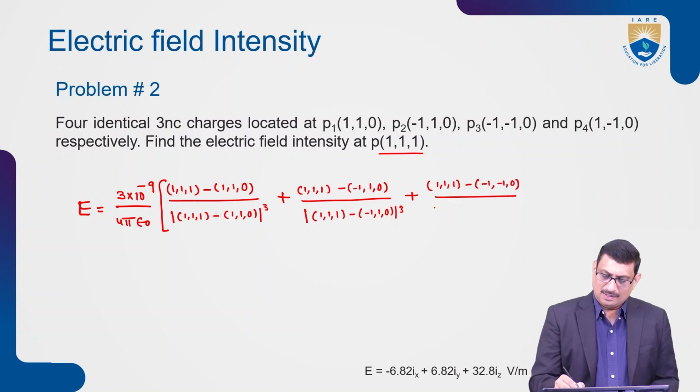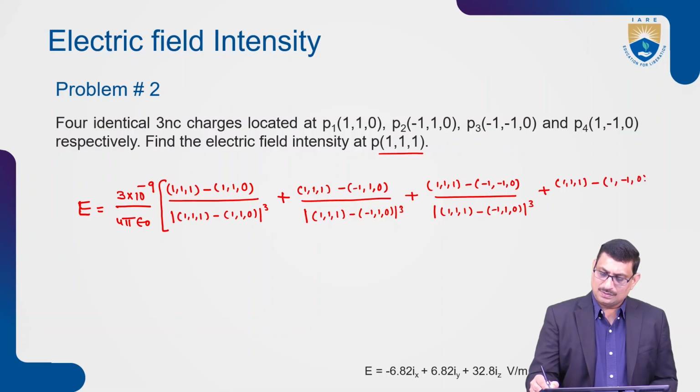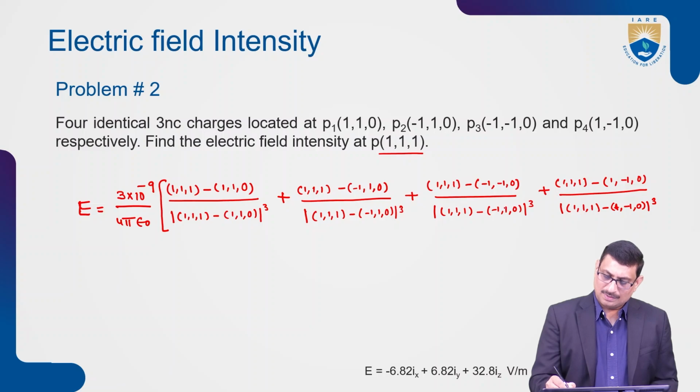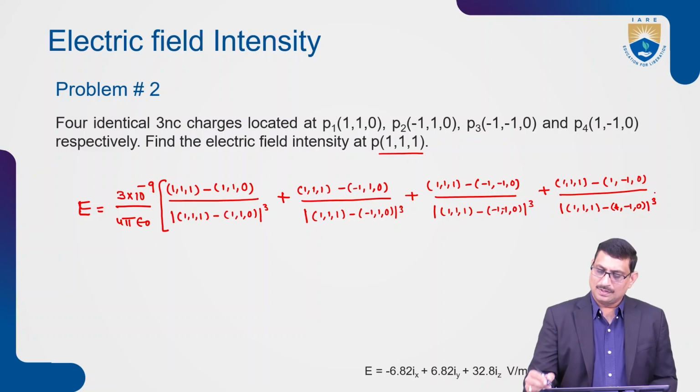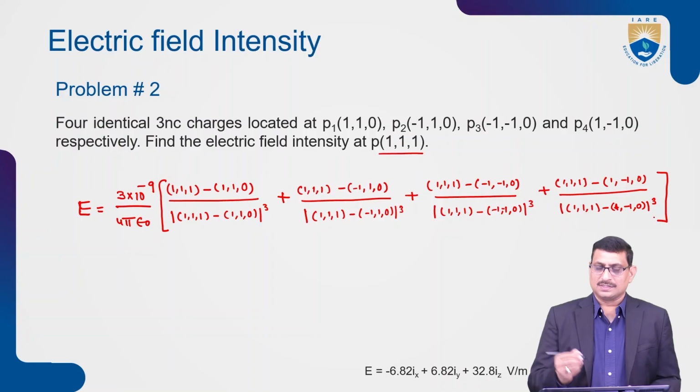-1, 0) divided by the magnitude of (1, 1, 1) minus (-1, -1, 0) whole cube, plus again the fourth charge at (1, -1, 0) divided by the magnitude of (1, 1, 1) minus (1, -1, 0) whole cube. I'm sorry, here it is the (-1, -1, 0) whole cube. Summation of all these things.